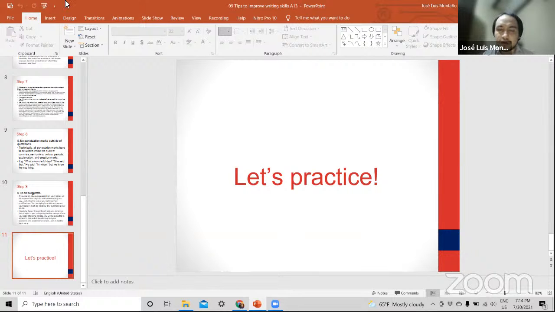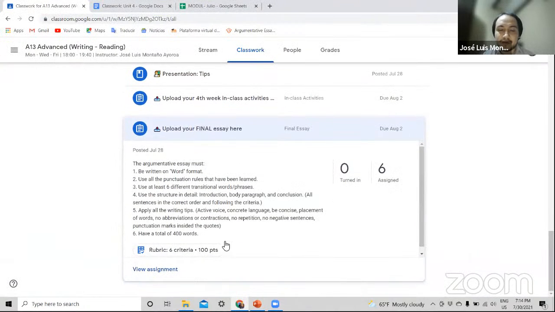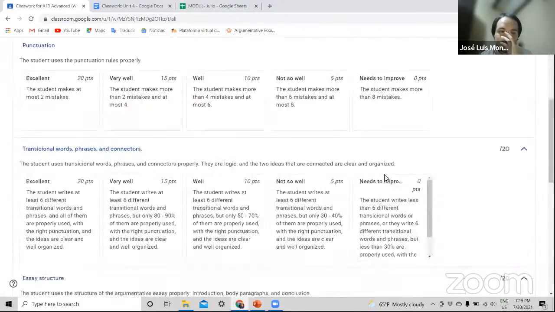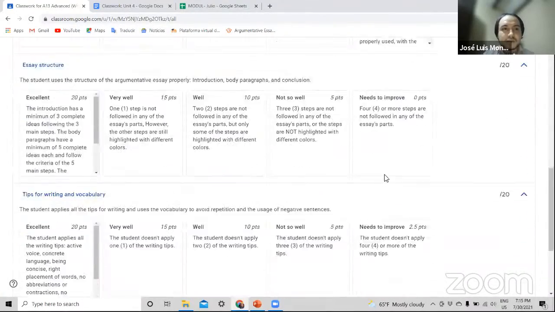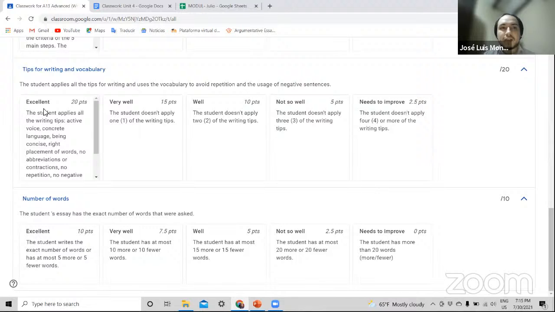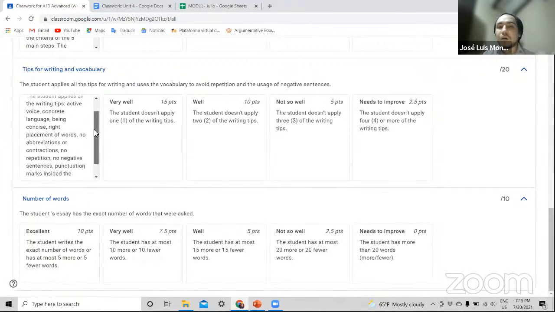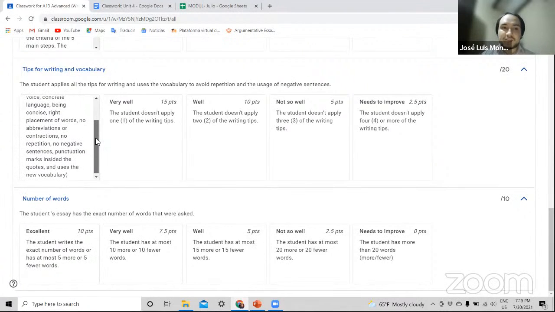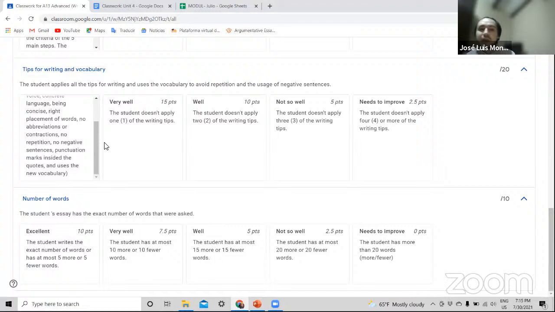If I show you, not the entire criteria again, don't worry. I'm not going to read everything again. Just this one over here, right? If you want to get the 20 points here, you need to apply all these tips, right? Active voice, concrete language, being concise, right placement of words, no abbreviations or contractions, no negative sentences, punctuation marks inside the quotes, and we use the new vocabulary.